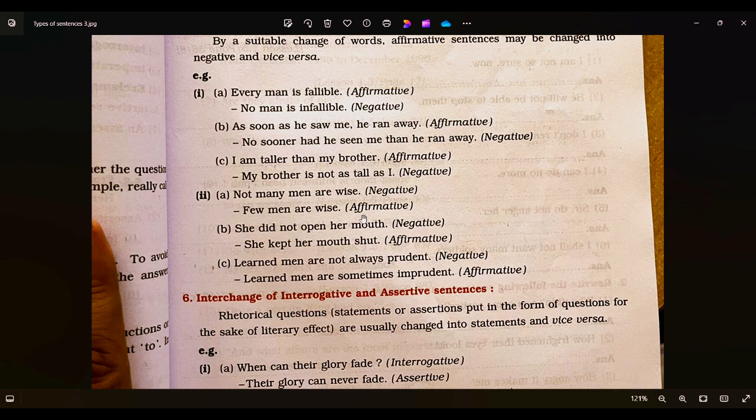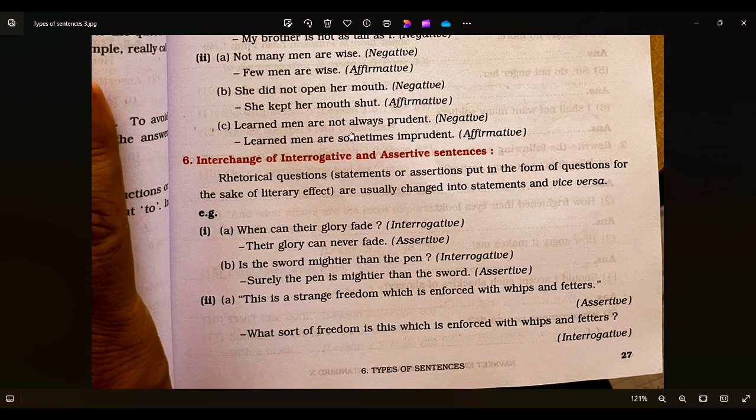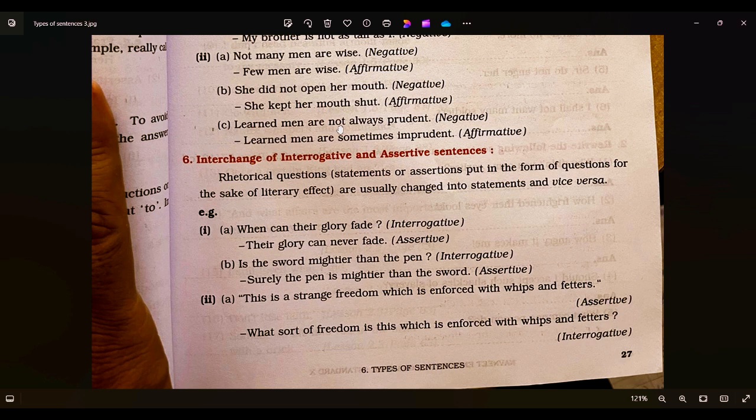This is quite easy, but you have to make a practice. A lot of sentences you have to practice, and most important is that after changing the sentence into positive or negative, check whether the meaning of the sentence is the same or it has changed. Okay. We have the other type of transformation which is called interchange of interrogative and assertive sentences.